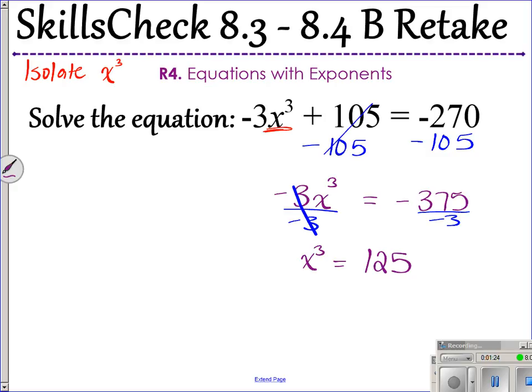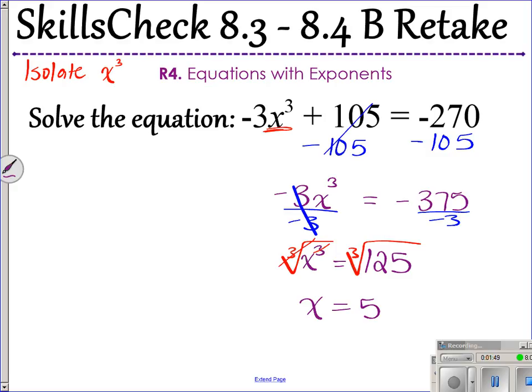At this point now you have two options to getting rid of that cubic root, or that cube. In order to undo a cubic root, a cube, you can take the cubic root. Because much like a square root undoes a square, a cubic root undoes a cube. So we're left with x equals the cubic root of 125, which is 5.